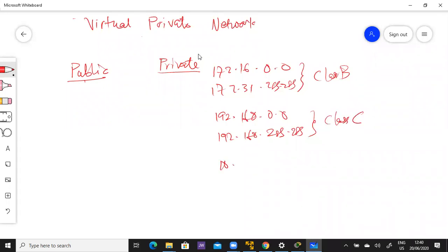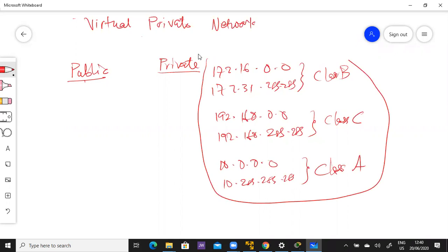Then we have 10.0.0.0 to 10.255.255.255. This is also private class A. These IP ranges are not routable on the internet. They are meant to be used internally. All other IPs are public.